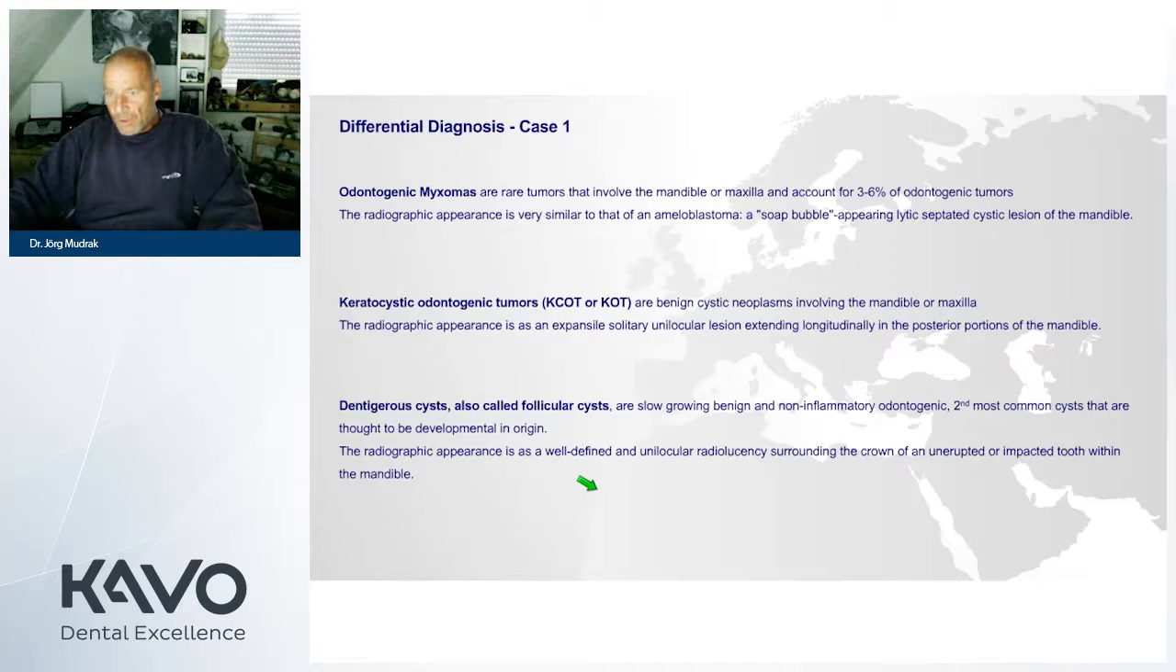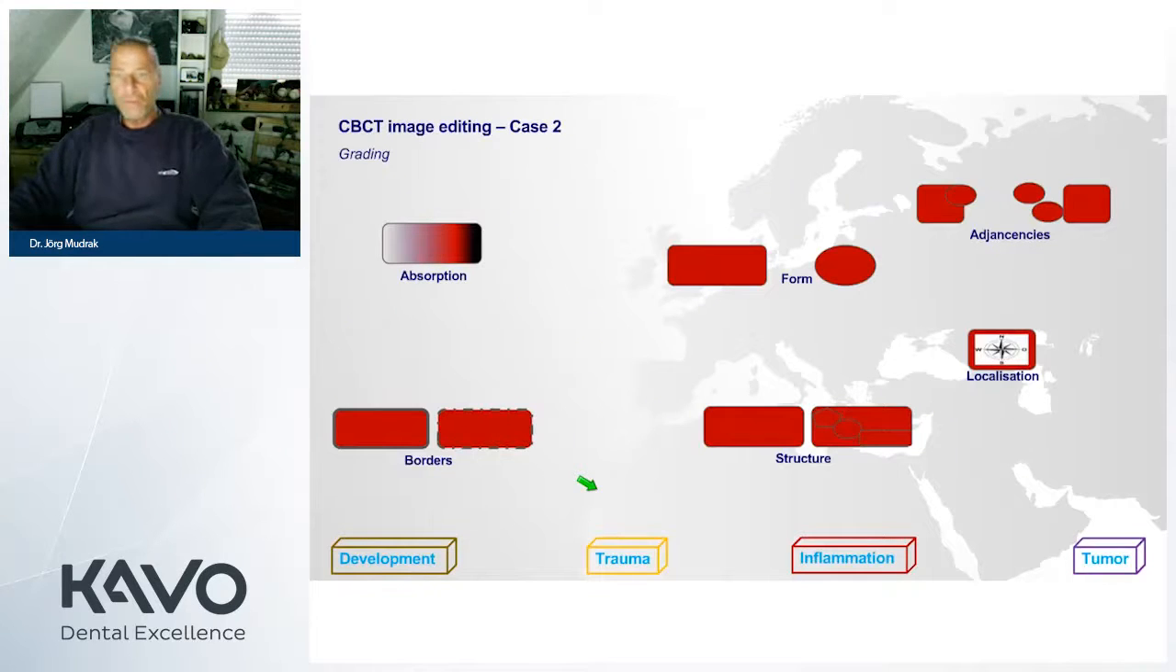Benign, non-inflammatory, the second most common cysts that are thought to be developmental in origin. But the radiographic appearance, this is the most important thing, is a well-defined unilocular radiolucency surrounding the crown of an unerupted or impacted tooth. This is the most important sign for a so-called follicular cyst. All right, so let's look at the second case.